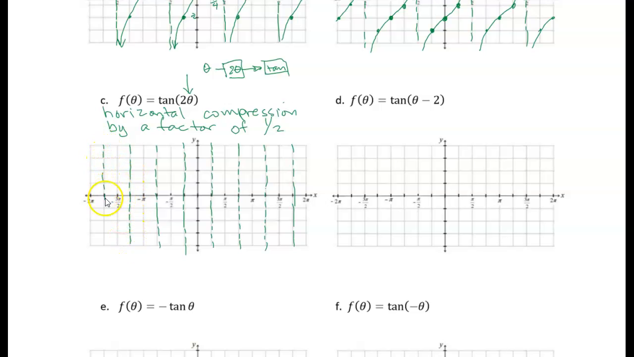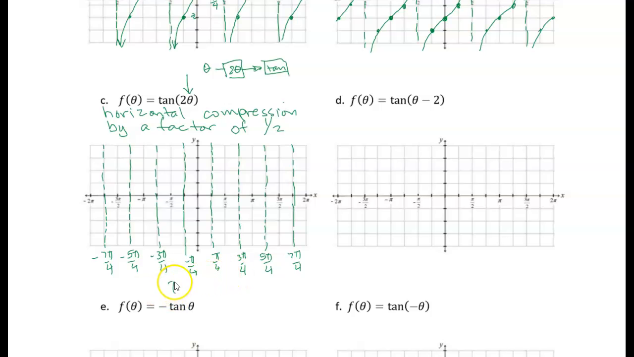So I've got all the asymptotes. We're going to have asymptotes at pi over 4 and minus pi over 4, one at 3 pi over 4 and minus 3 pi over 4. You can see they're essentially odd multiples of pi over 4 now rather than pi over 2. So we have 5 pi over 4 and minus 5 pi over 4, and 7 pi over 4 and minus 7 pi over 4. That's where my asymptotes are.